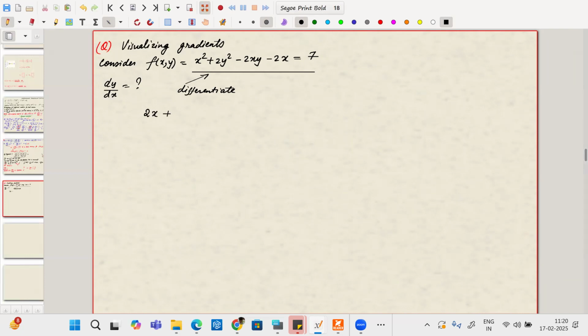Plus 4y dy by dx, minus 2x dy by dx, minus 2 equals 0.